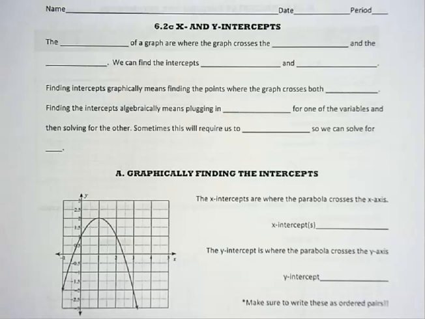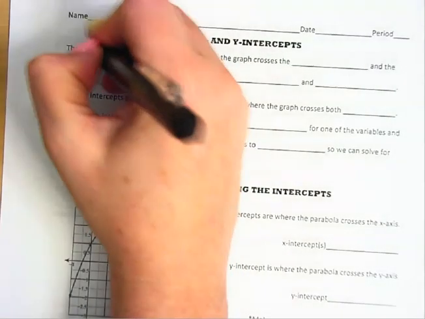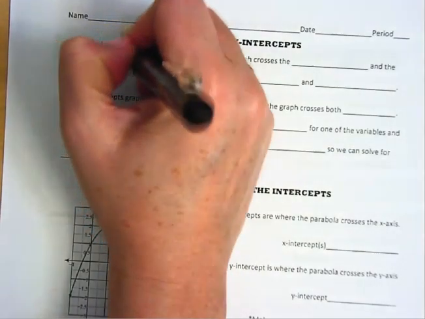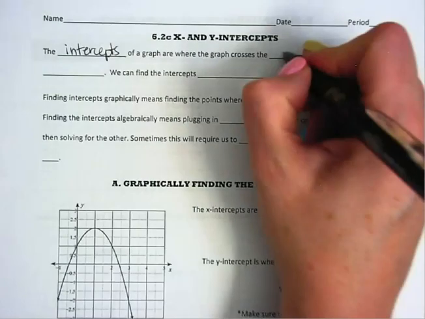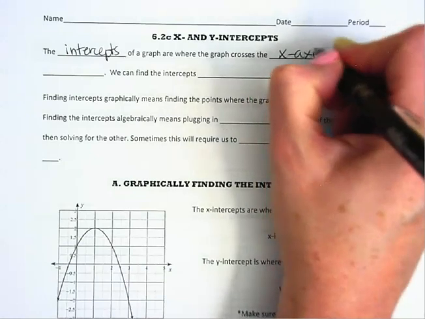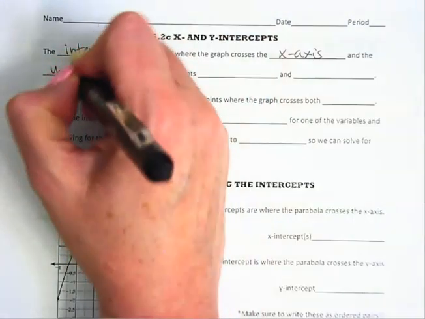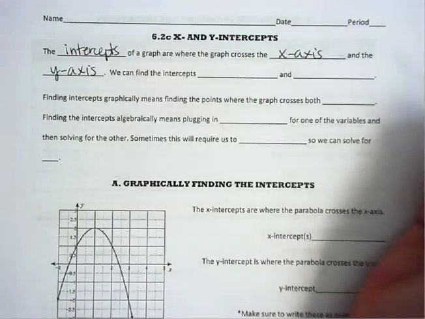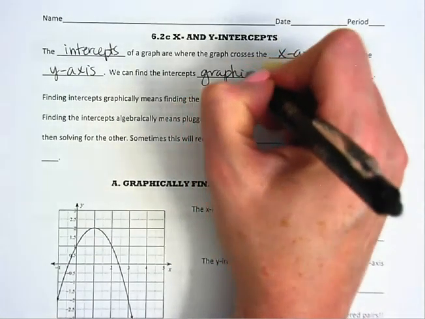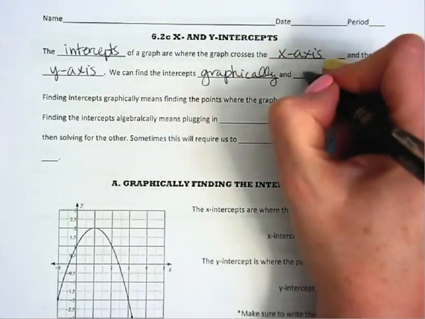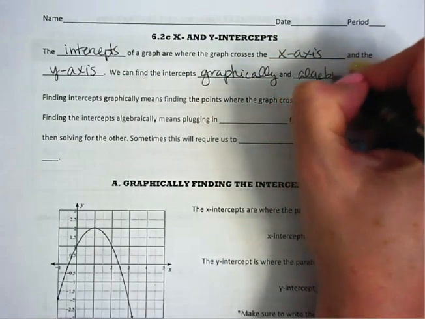All right, here is our video for X and Y intercepts. The intercepts of a graph are where the graph crosses the x-axis and the y-axis. We can find the intercepts graphically and algebraically.